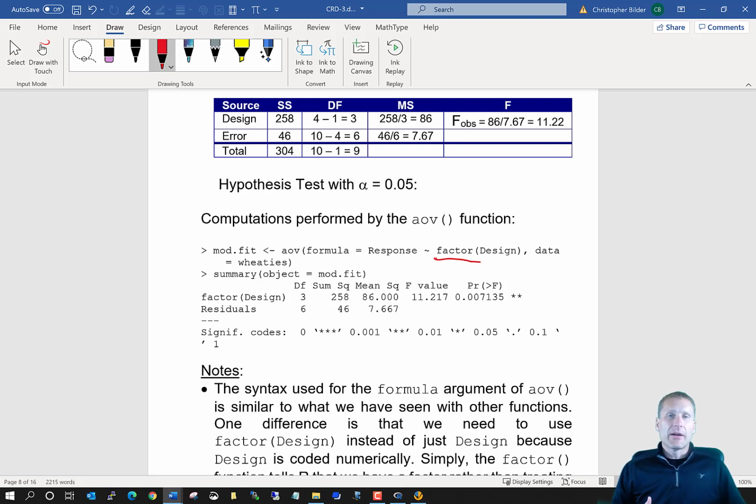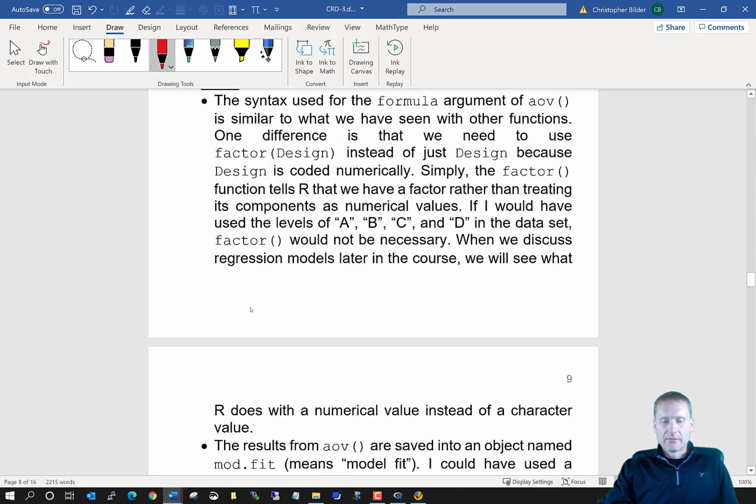That's why I have it there. Now, if instead, let's say in my data frame, I had 1 coded as the letter A, 2 coded as the letter B, and so on. So I use an alphabetic coding there. If I would have done that, I would not have needed the factor function there. The factor function is just for the fact that I use this numerical coding. I need R to think of it as a factor level, a qualitative level.